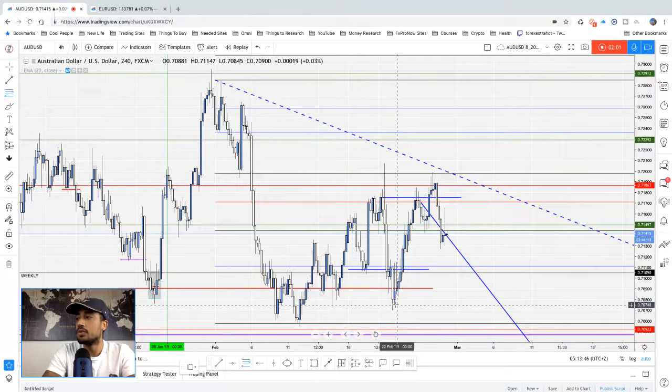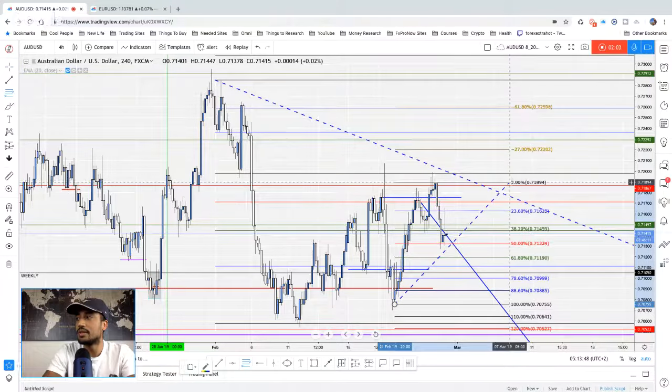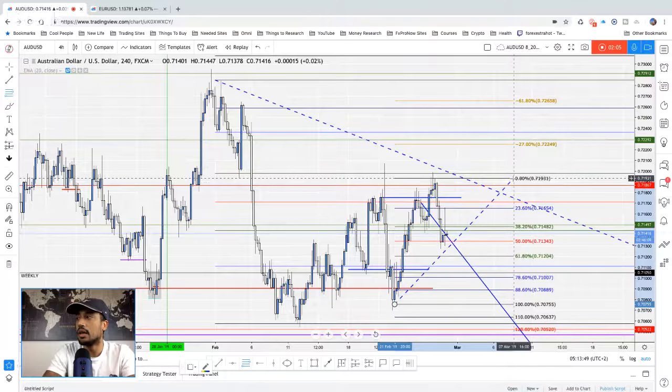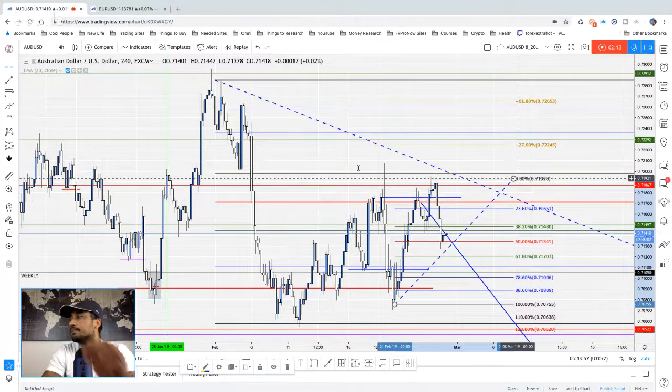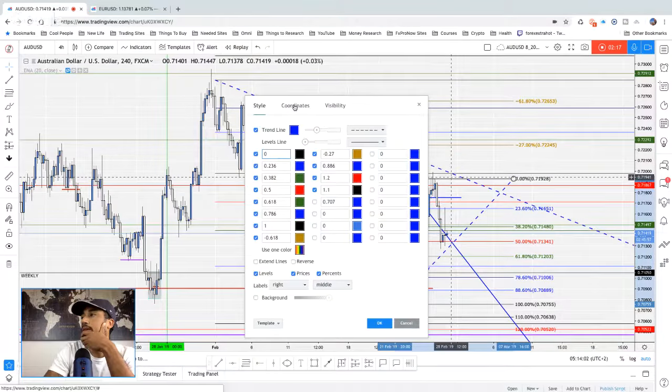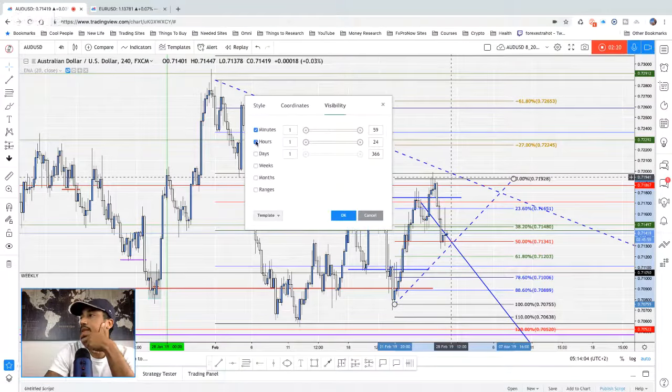Now, what I want to do is pull out my fibs just to see where price is currently. And what I see is that price has got into this 50% area. Cool, right? I'll just keep that on there real quick. Visibility, let's make this less than 4 hours. No, we'll keep this on the 4-hour chart.